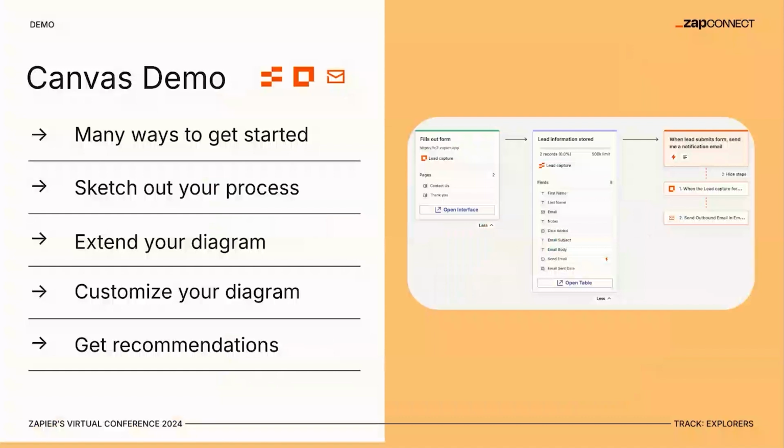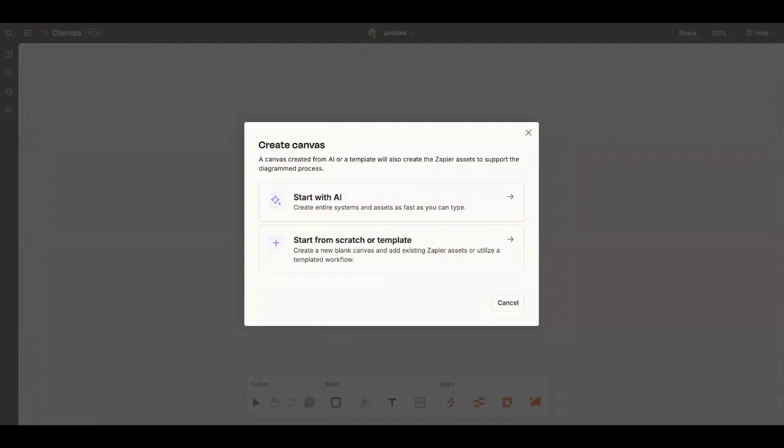Let's jump in to a demo of Canvas. First, there are many ways to get started. AI, templates, and starting from scratch. Our AI system creation is a brand new way to create a system using interfaces, tables, Zaps, and Canvas, which I encourage you to test out. But for today, I'm going to walk you through starting from scratch.